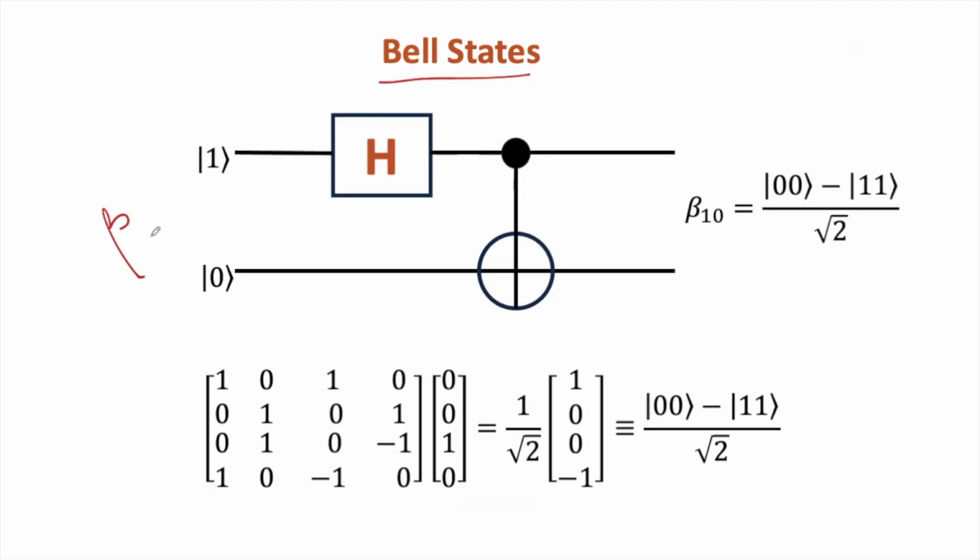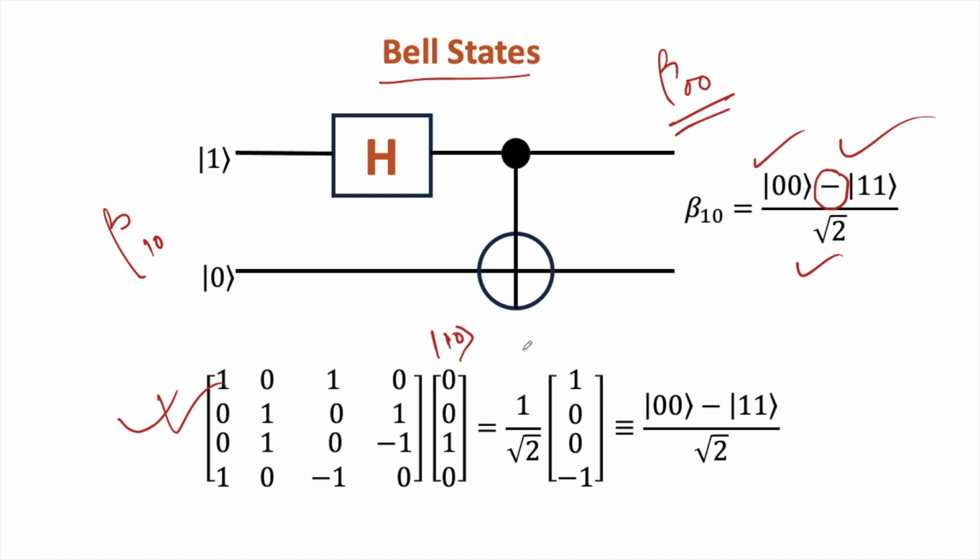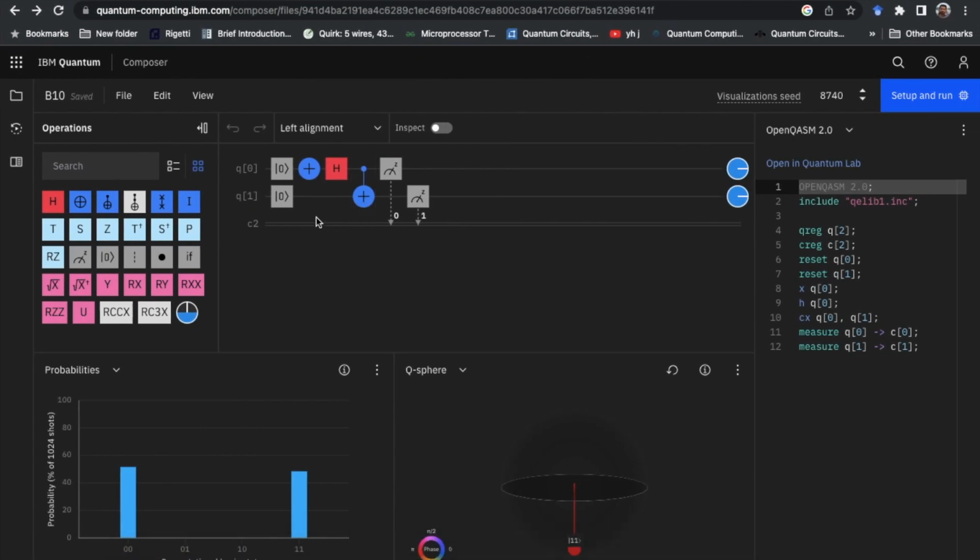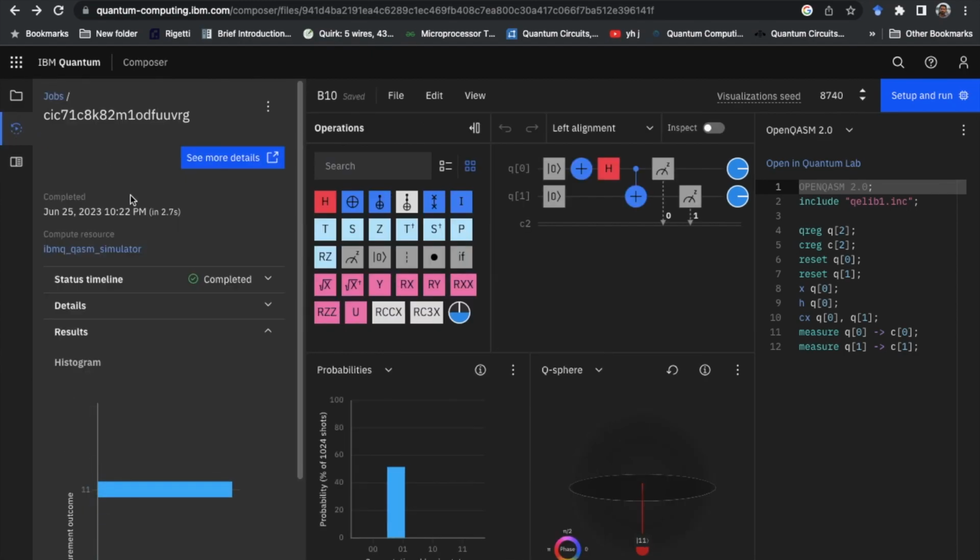Now the next Bell state is beta 10, where the output is k00 minus k11 by root 2. Here you can see this is the state where the entangled state of the qubit is the same. Here you can see the phase is different from the beta 00 state. So here this is the transformation matrix, and this is the matrix for k10, and this is the output column matrix equivalent to the state. So here I am showing you the beta 10 state. Here the output is k00 and k11. Here you can see the probability is 51.56, and this is 48.40%, as we expected. So this is the output result.